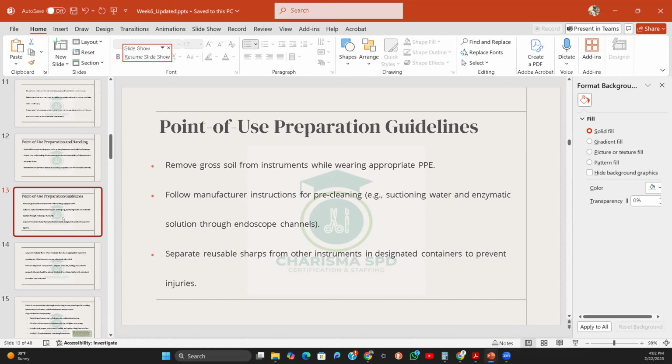So at point of use, you need to be properly dressed. And then you have to follow the manufacturer's information for use, IFU. Every device has a manual, right?